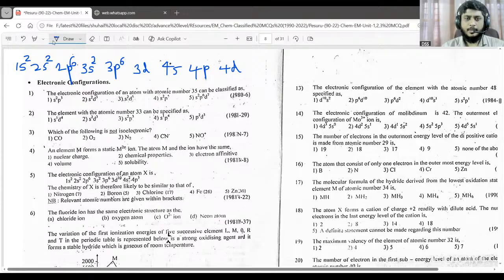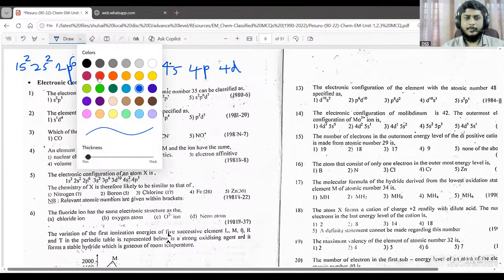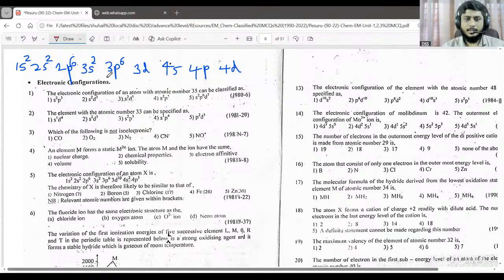But there is a special thing here. Already you know that according to Aufbau, after 3p, 3d won't fill. Actually 4s only will fill. You can see that. I'll show you again.